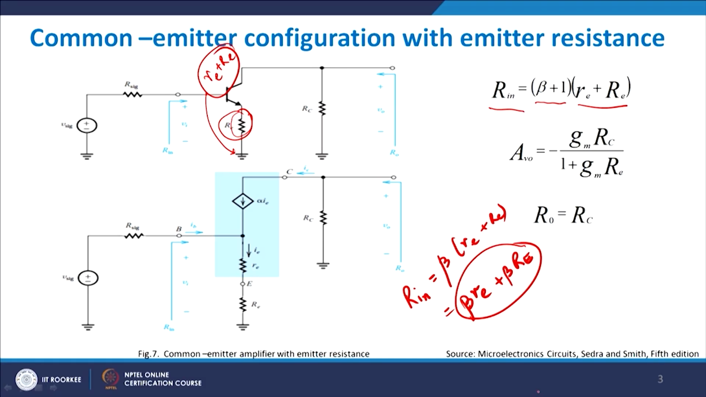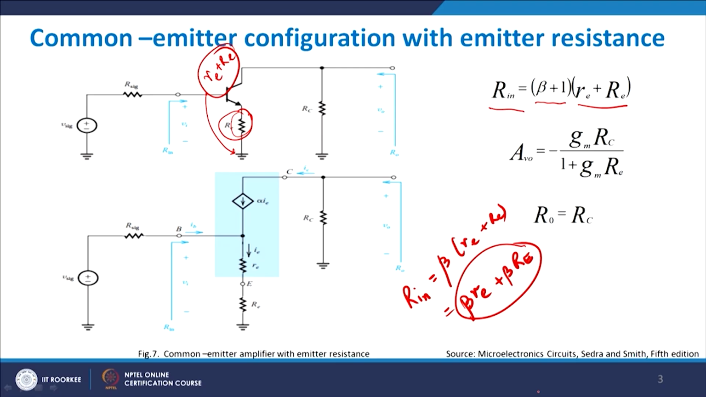Not only that, you will also have to reduce the gain of the device which you are using, the BJT which you are using here. Now, therefore, I get Av0 equals minus gm times RC divided by 1 plus gm Re, right.